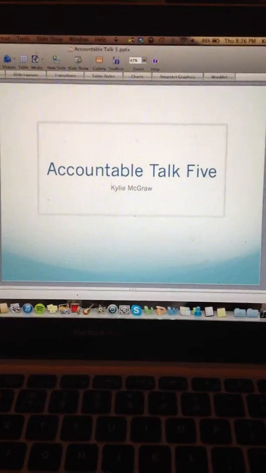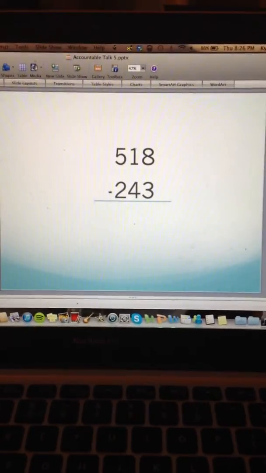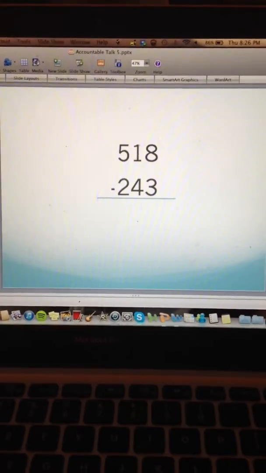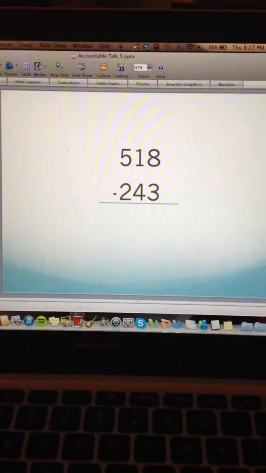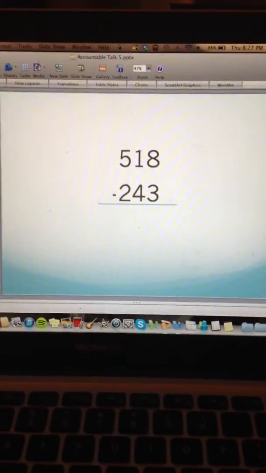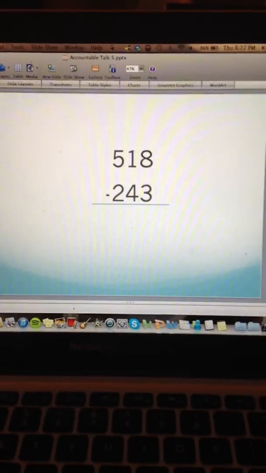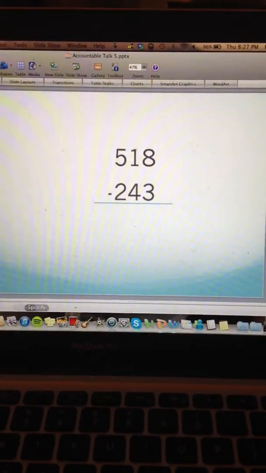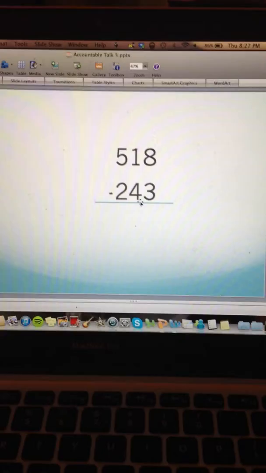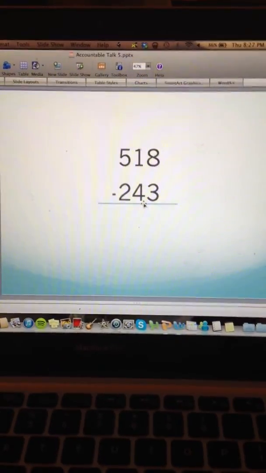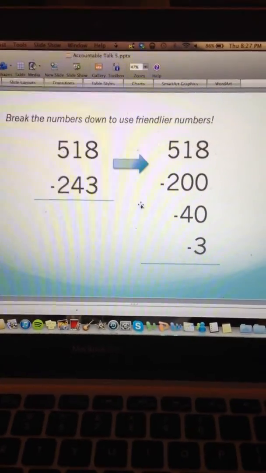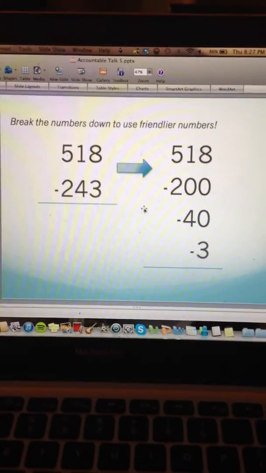Today we're going to talk about a subtraction problem. Suppose you were to subtract 518 minus 243. You could use the common technique of subtracting from the ones, tens, and hundred columns and borrowing so that each number would subtract evenly, or you could use a different strategy like the one I'm about to show you. What you could do is break the number down and use friendlier numbers.